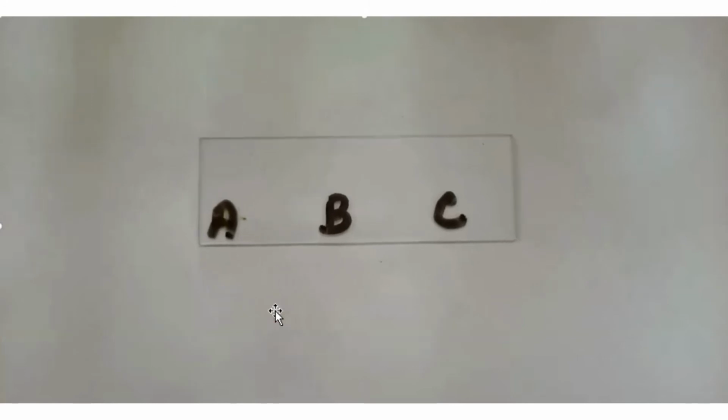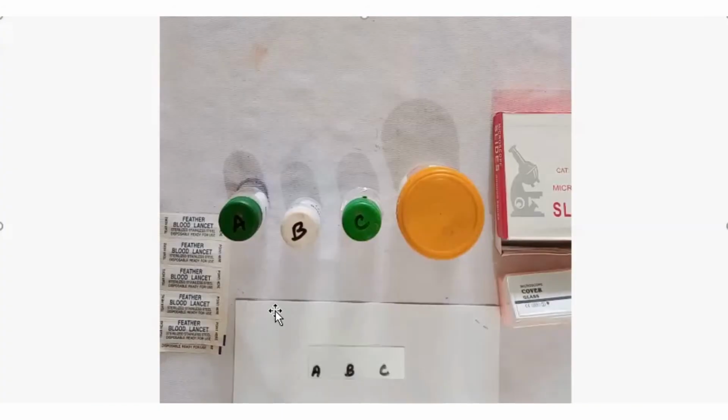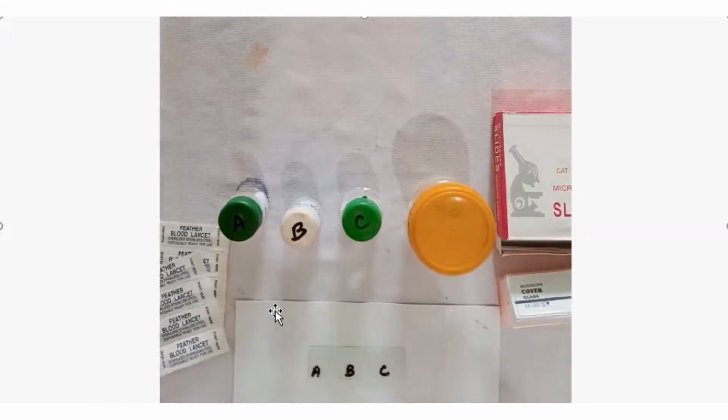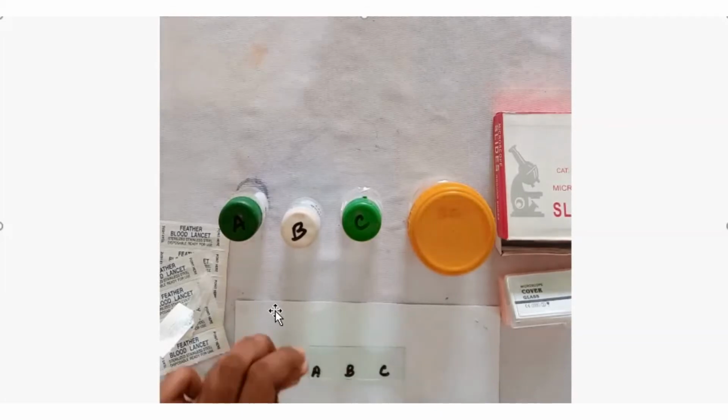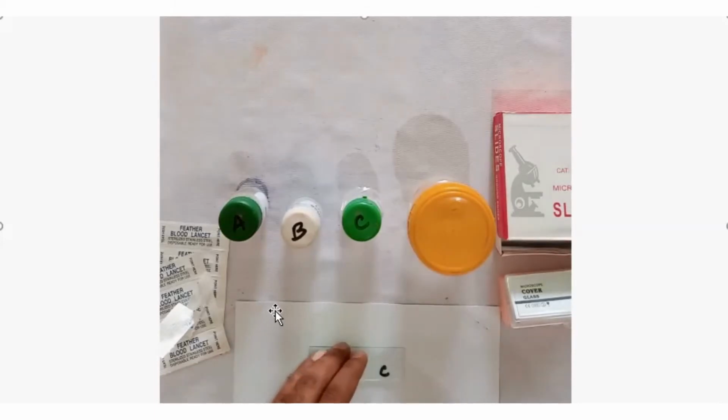For this purpose we have a glass slide, mark it A, B and C according to the solutions, isotonic, hypotonic and hypertonic solution. We'll take blood drop, we will disinfect the finger by using cotton swab and then prick the finger by using blood lancet and take drop on the letters A, B and C.